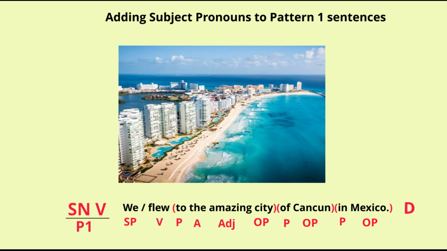The next one is of Cancun. Of what? Cancun. Cancun is a noun. So of Cancun is the prepositional phrase. Of is the preposition and Cancun is the object of the preposition. In Mexico. In what? Mexico. Mexico is a noun. So in Mexico is also a prepositional phrase. In is the preposition and Mexico is the object of the preposition. And this sentence is a declarative sentence as it is giving us information. And what kind of pattern is it? Subject noun verb pattern one sentence.